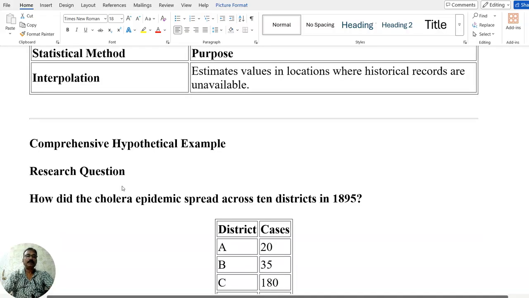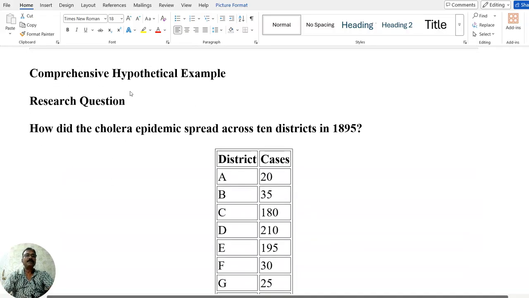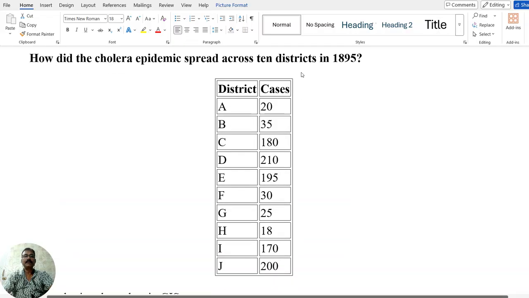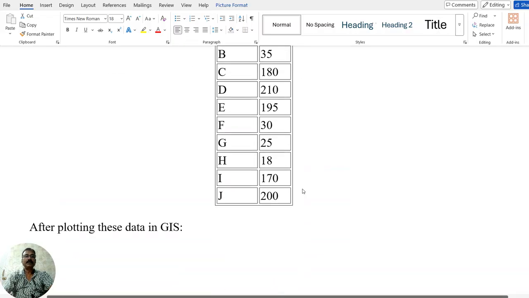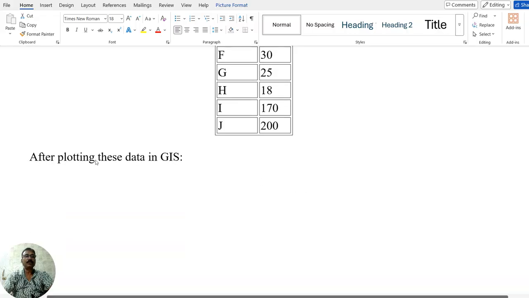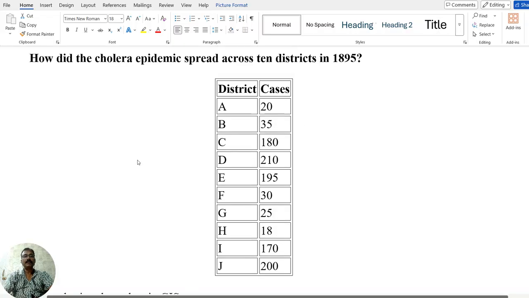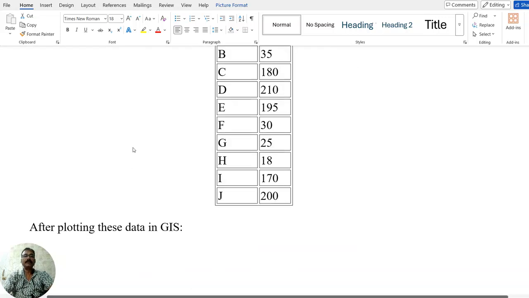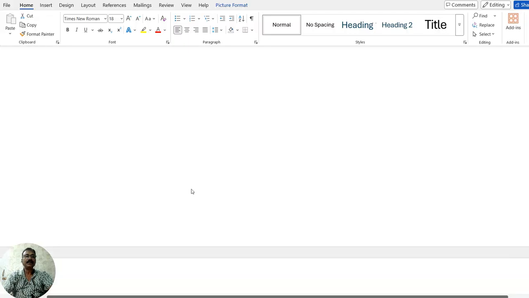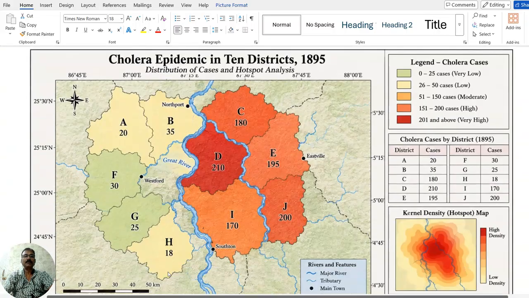Okay, so now a comprehensive hypothetical research example. The research question: how did the cholera epidemic spread across 10 districts in 1895? So these are the 10 districts and this is the number of cases. Now use a GIS map. After plotting this data in a GIS map, or if you don't have GIS, just plot this into ChatGPT and tell it to create the map using this data. You can get this type of result.